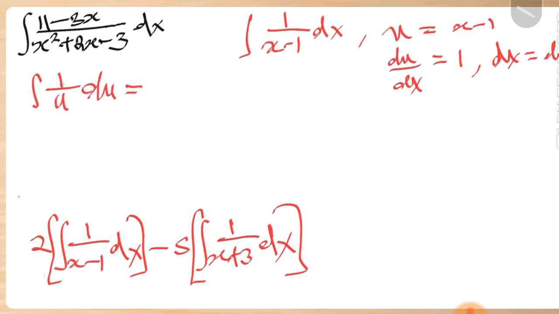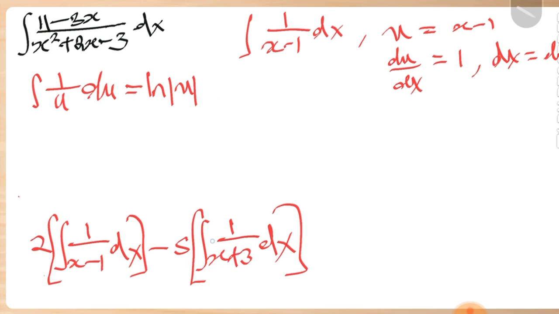Of course, the integral of 1 over u is the natural logarithm of the absolute value of u. Then we need to put in a plus c here. Well, let's forget about that for now, and after the integral we'll put in the plus c.